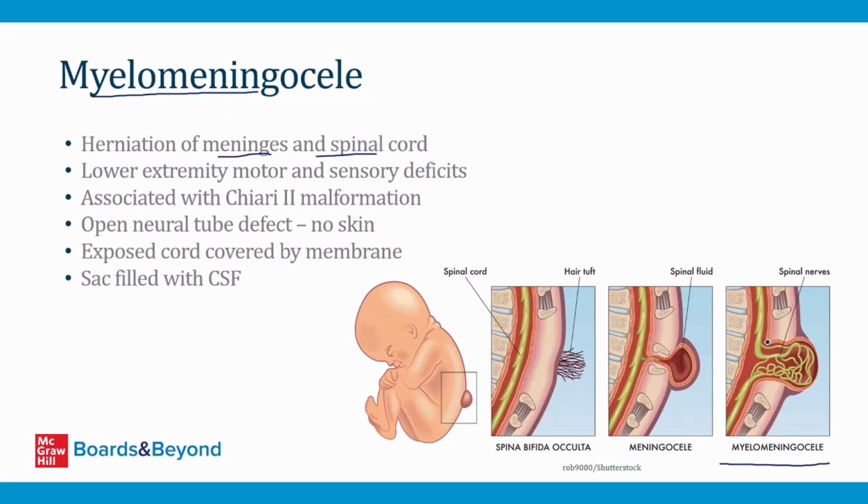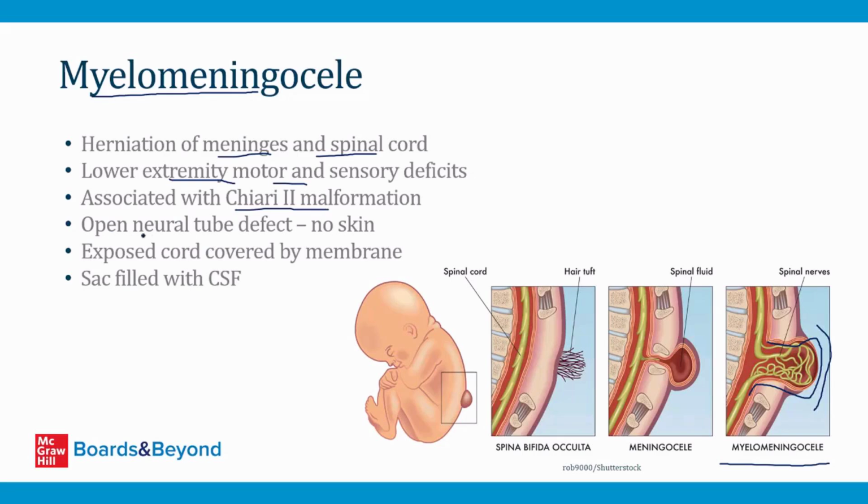You can see we've got spinal nerves and the meninges herniating outside the body. There's no tuft of skin covering it, so this is an example of an open neural tube defect. In this condition, usually you get neurologic dysfunction because of spinal cord nerve herniation, so lower extremity motor and sensory deficits are common. In addition, many babies who have myelomeningocele also have a Chiari-2 malformation, which we're going to talk about later in this video. This is a posterior fossa congenital malformation involving the cerebellum.